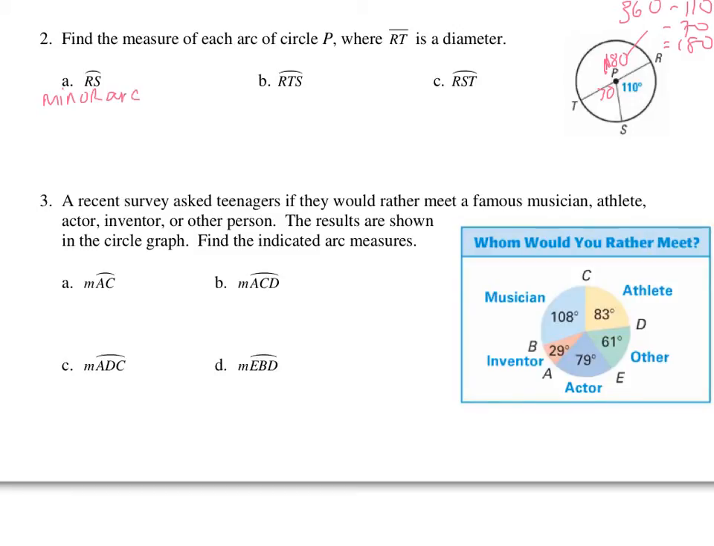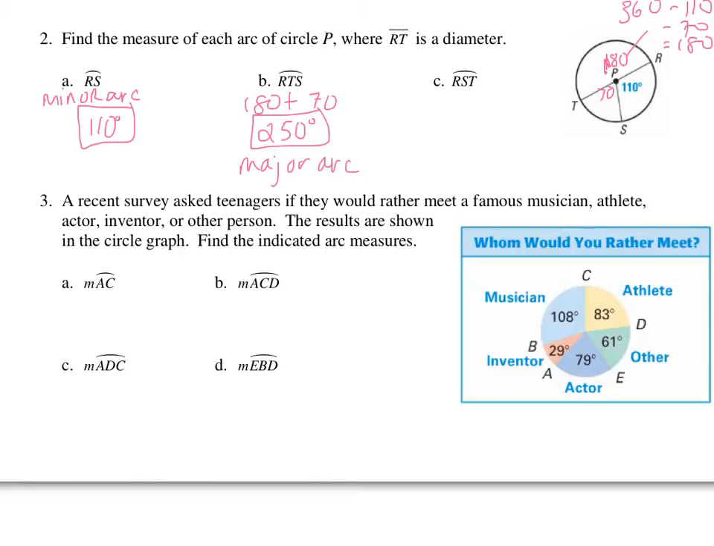So it should be less than 180 degrees. So from R to S, the shortest distance is only that 110, and that is it. All right, so for RTS, R to T to S, so follow it around, so I have 180 plus the 70. So 180 plus the 70, and I end up with 250 degrees. And it's not 180, it's bigger than 180 degrees, so it's a major arc.